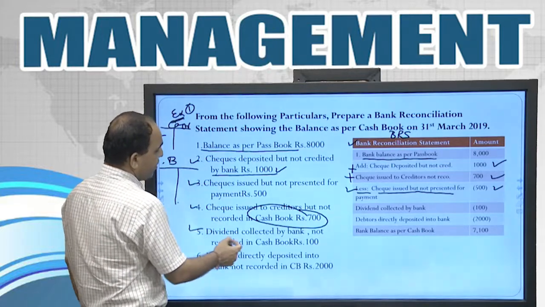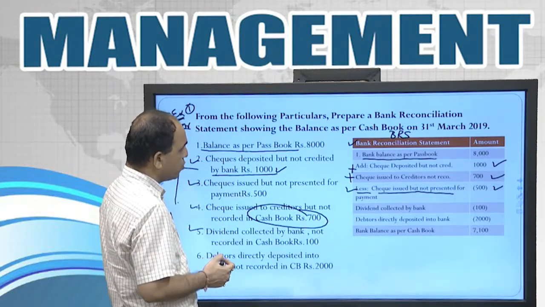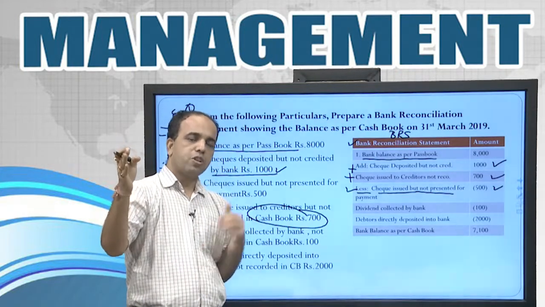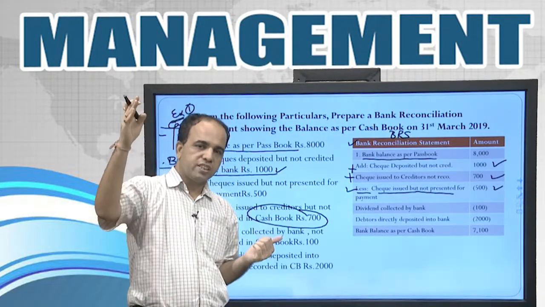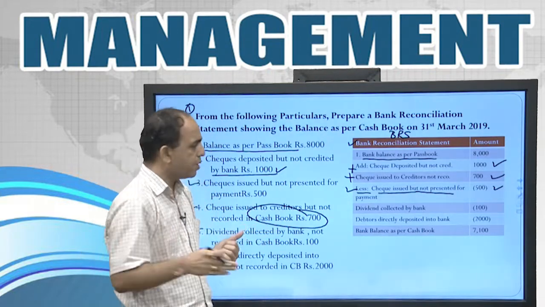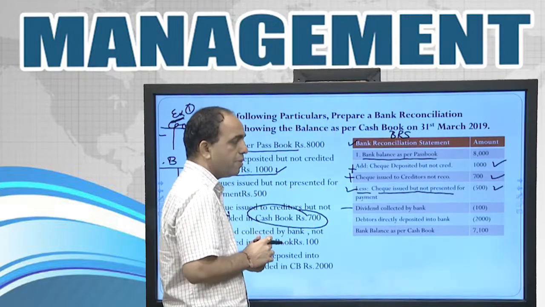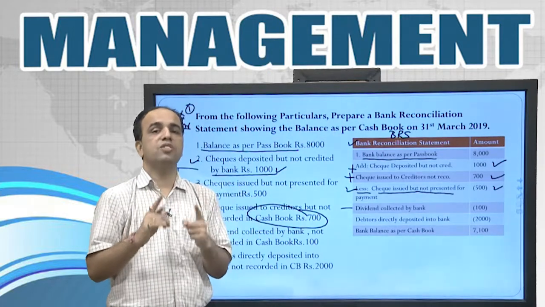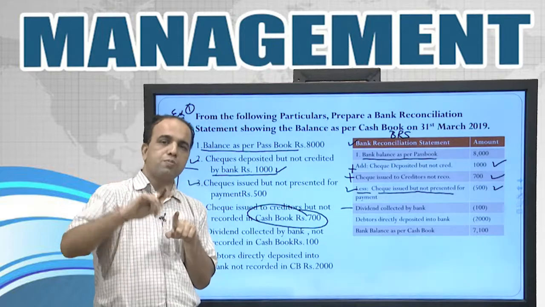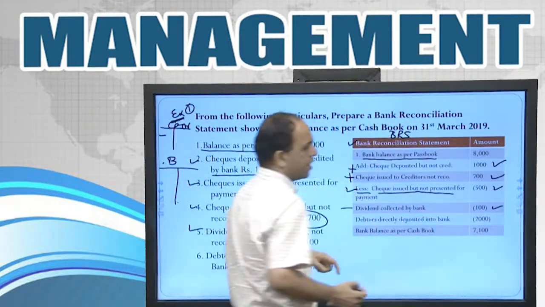Next is dividend collected by bank not recorded in cash book, rupees 100, right. So, dividend collected by bank, but not recorded in cash book. So, there is a plus in the bank passbook, bank balance as per passbook. So, we have to reduce this dividend collected by bank. The reason is we have started with bank balance as per passbook. So, in the passbook it is credited, so reduce it, rupees 100.